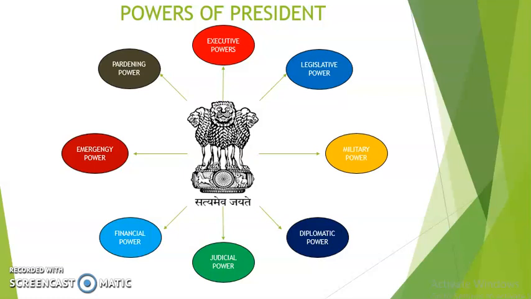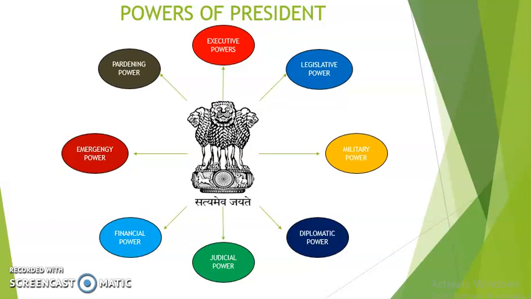A money bill can be introduced into the parliament only after the recommendation of the president. The president lays the annual financial statement, that is the union budget, before the parliament. The president appoints the chief justice of the union judiciary and other judges on the advice of the chief justice. All international treaties and agreements are negotiated and concluded on behalf of the president. The president can declare three types of emergency when required: national emergency, state emergency, and financial emergency.